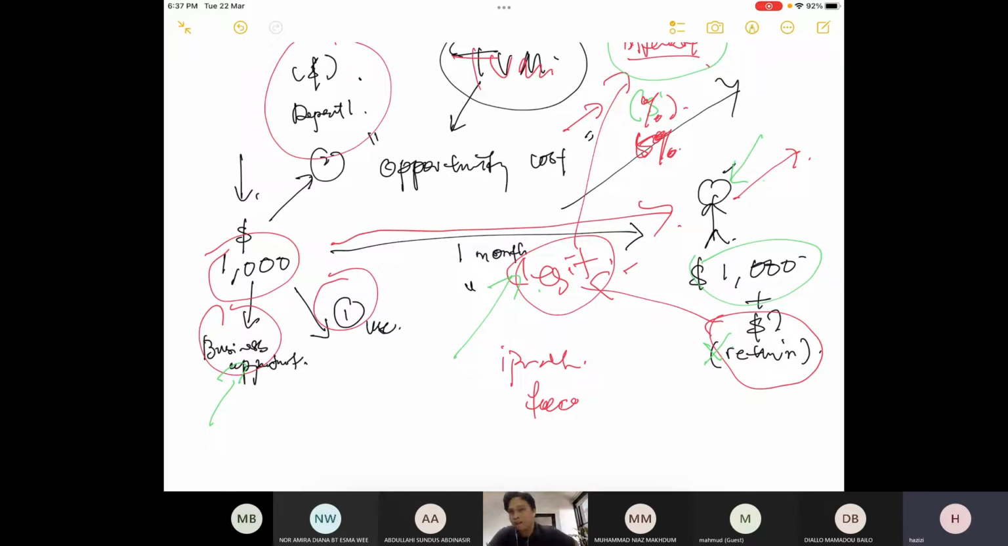Anyone want to add here, or want further clarification? Okay. So basically, in terms of lending and borrowing, Islamically speaking, the time value of money is not applicable. It is applicable in Islamic finance, but in a different way. That's the intention I mentioned earlier, right?